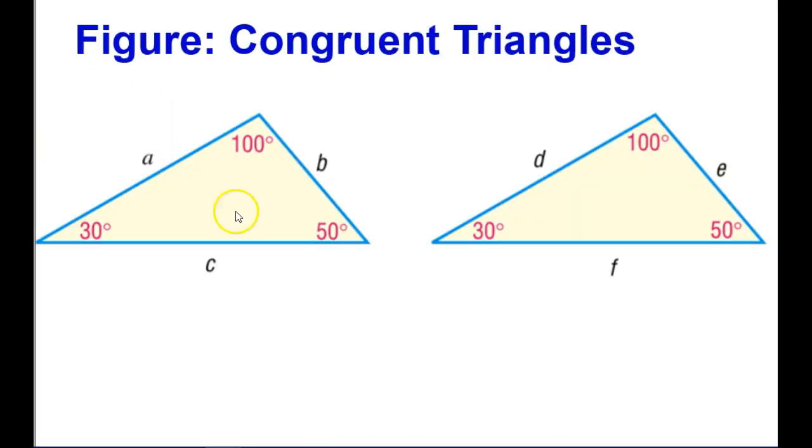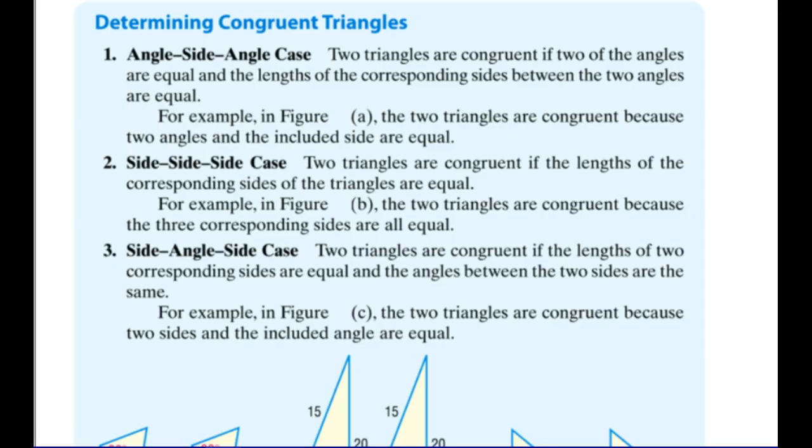So let's look at these. Here you see my angles are exactly the same. If these are going to be congruent triangles, I know that my corresponding sides, B and E, would have to be exactly the same, and D and A would have to be the same, and C and F would have to be the same. If those three aren't all the same, then I know these triangles are not congruent.